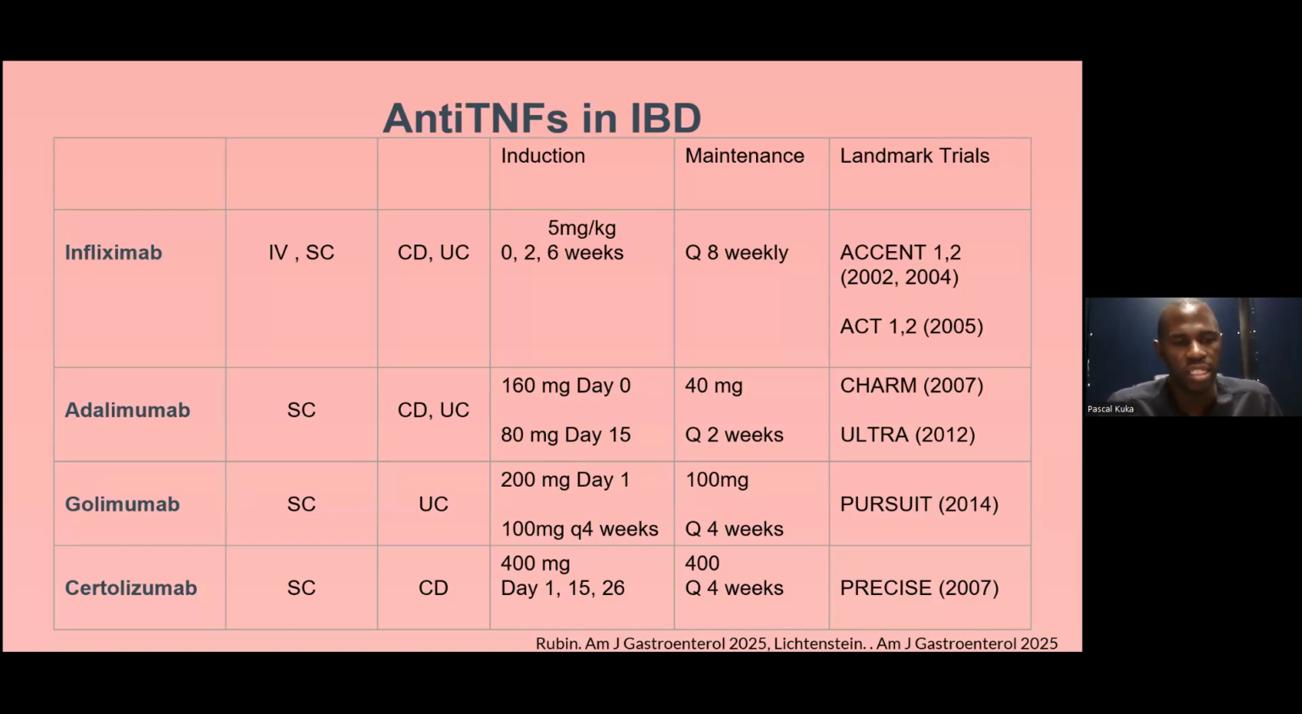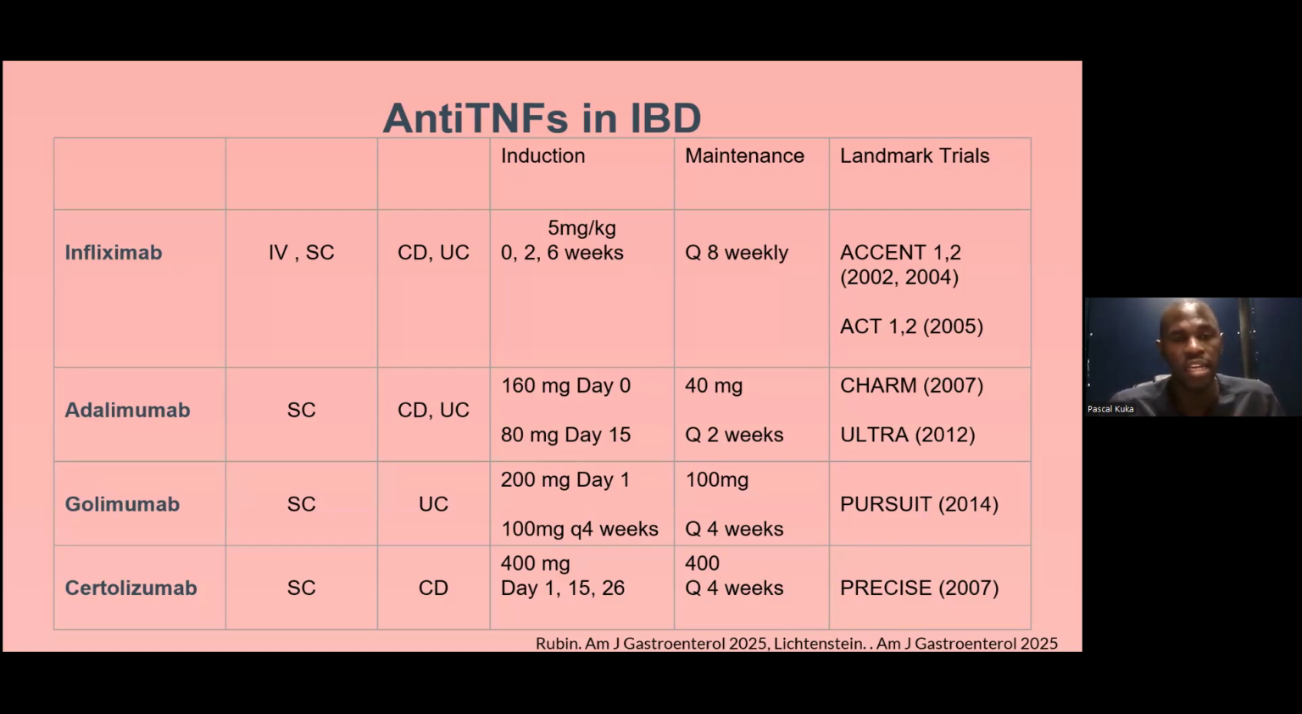So as we talked about with the landscape, the first drug that was utilized in IBD was infliximab, first from a case report in the Netherlands, and then later on from studies including ACCENT for Crohn's disease and ACT for UC. Then followed adalimumab, which as you know is a humanized antibody as opposed to infliximab, which is a chimeric, for which the main trials were CHARM and ULTRA.